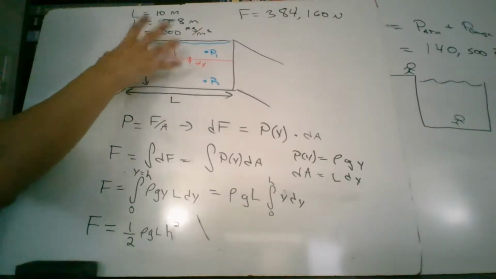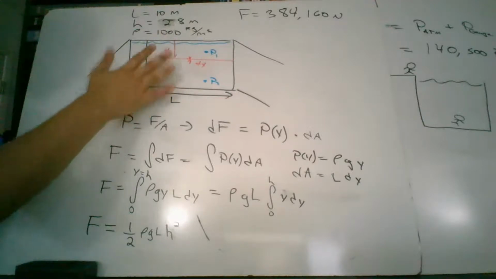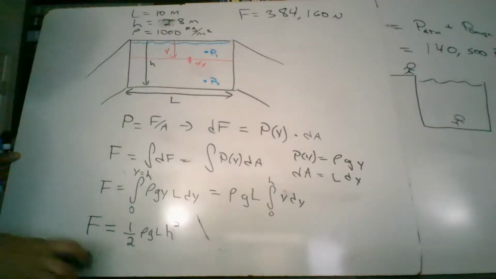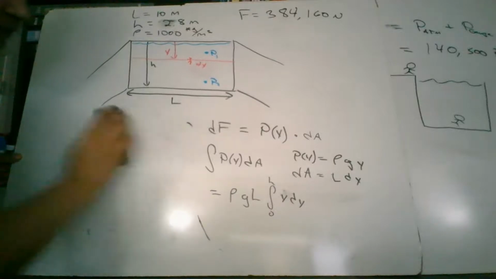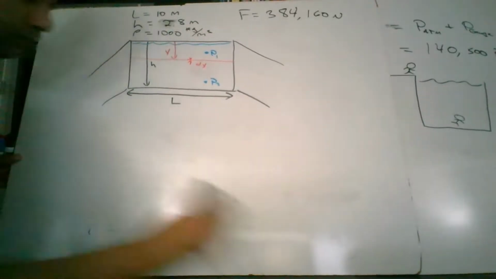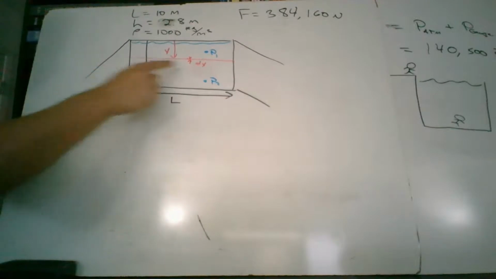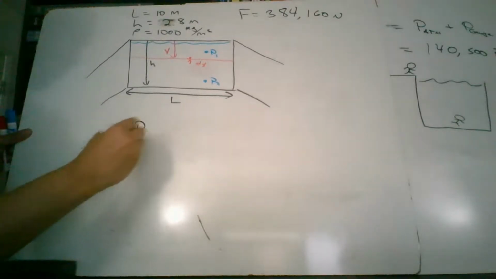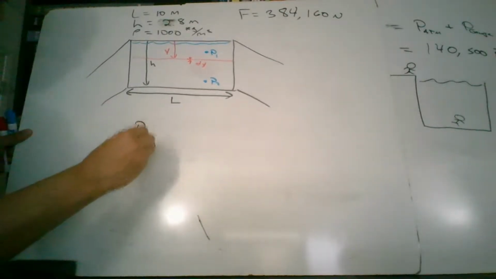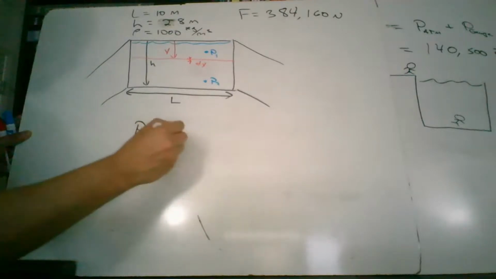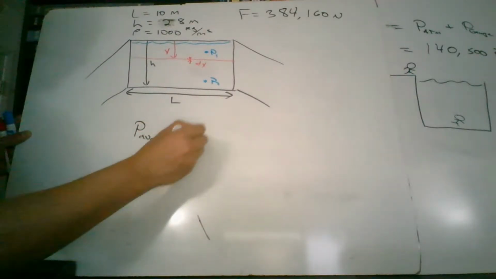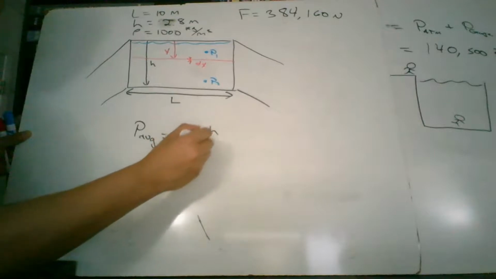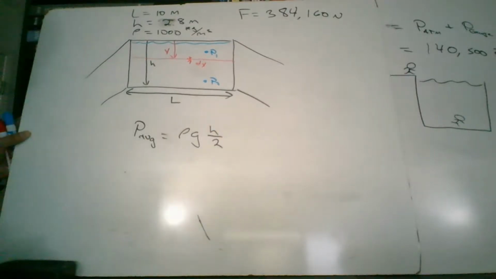But let's say you had a swimming pool with water and oil. As you go down, there's going to be two different pressures, so you can't use this other way. The other way of doing it is like this. We could just look at the middle and find the average pressure. So the average pressure, P avg, is equal to the density times gravity times H divided by 2. That's the average pressure here.